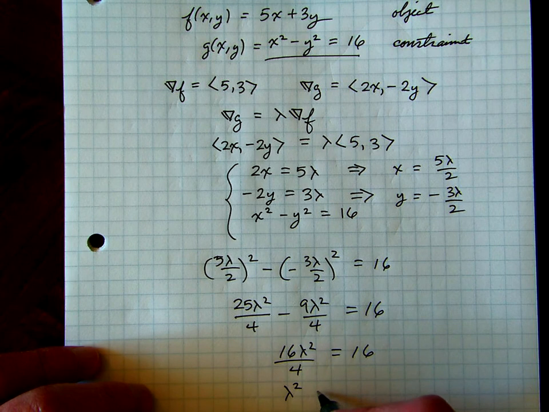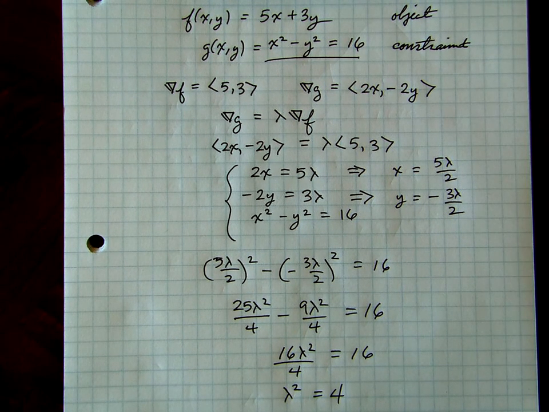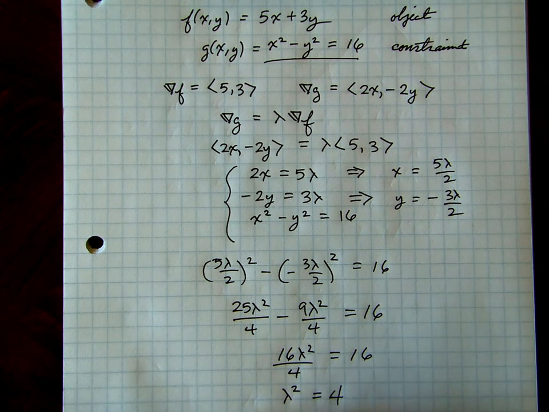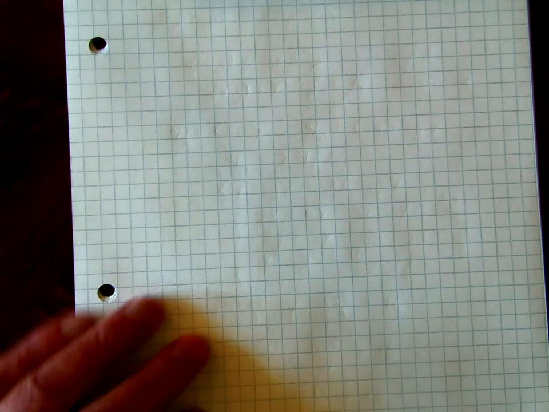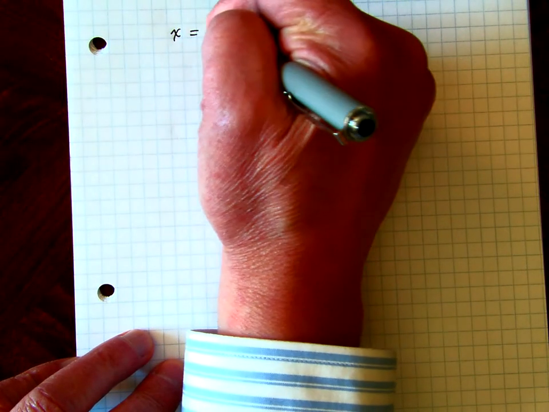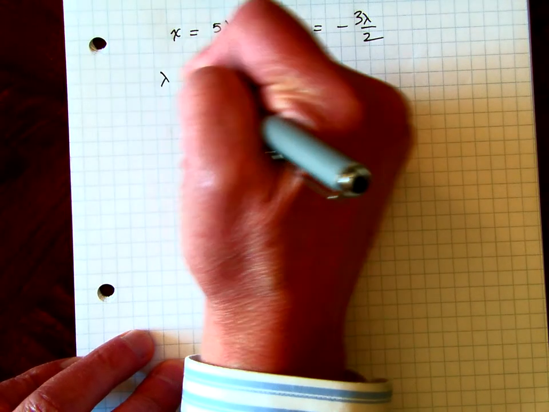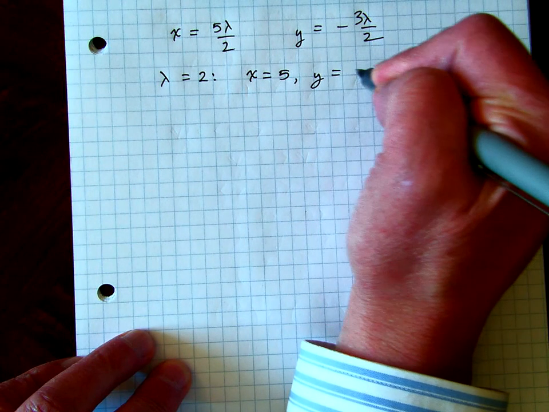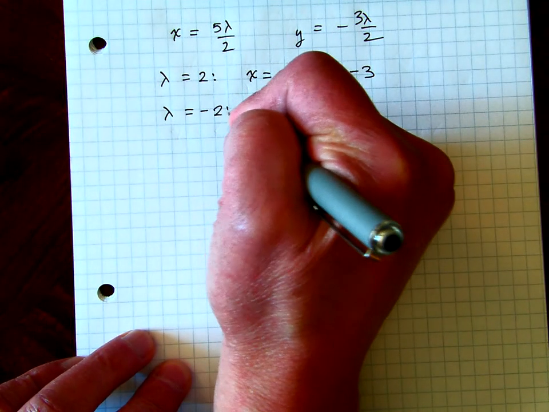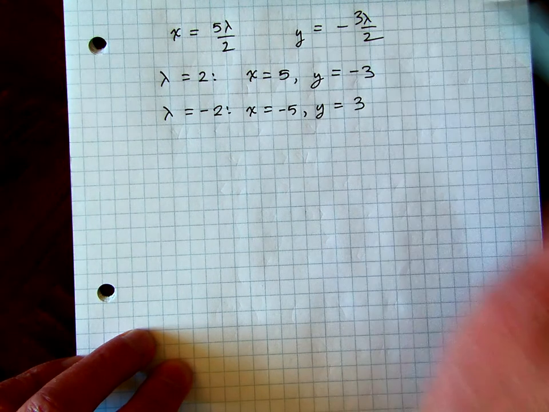Lambda squared had better equal 4. So lambda is plus or minus 2. If you take that back to what we had before, remember we had x equals 5 lambda over 2, and y equals minus 3 lambda over 2. If lambda is 2, well then I guess x is 5 and y is just minus 3. But if lambda is negative 2, looks like x will be negative 5 and y will be positive 3. X and y have to have opposite signs.